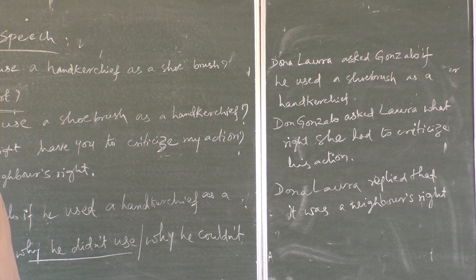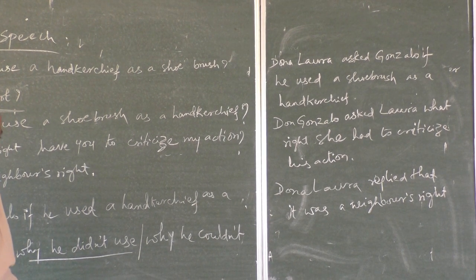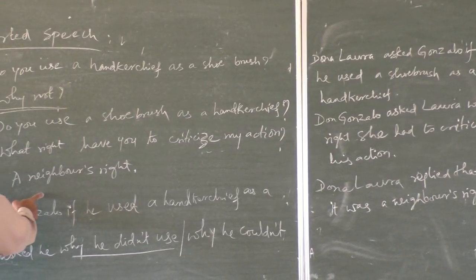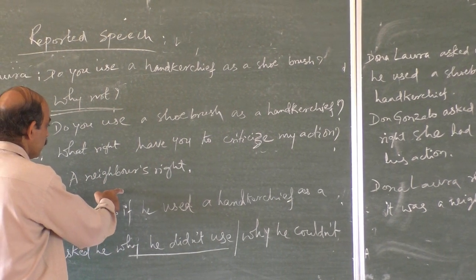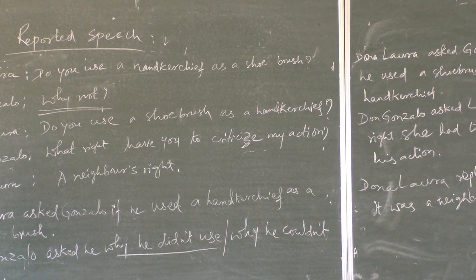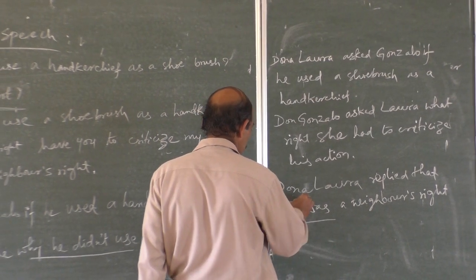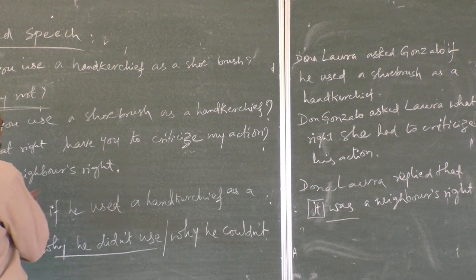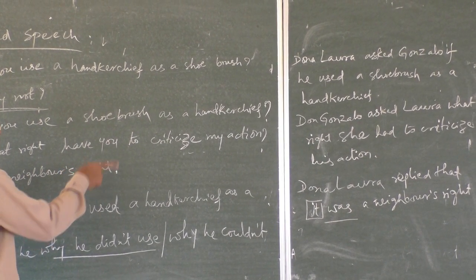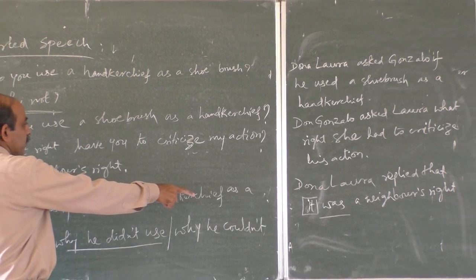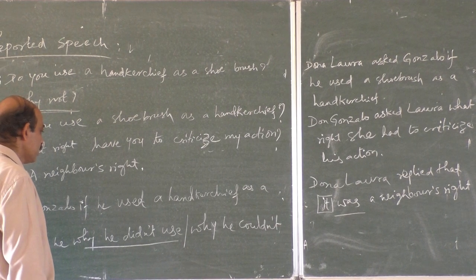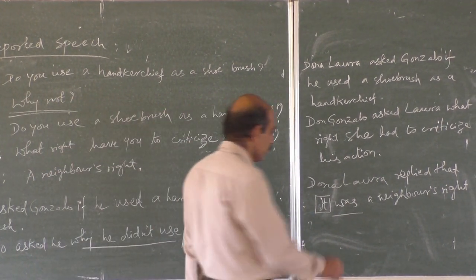What right have you to criticize my action? A neighbor's right. It, in other words, this has to be understood. It is the right of a neighbor. Or you can also say that it is neighbor's right. It is a neighbor's right. Both are acceptable. So the present has been changed to past there. Laura replied that it was a neighbor's right. So it is a pronoun that has to be included, because what right have you to criticize my action? That my action is identified with the third person pronoun, that is masculine gender, it. And then tense from is to was.